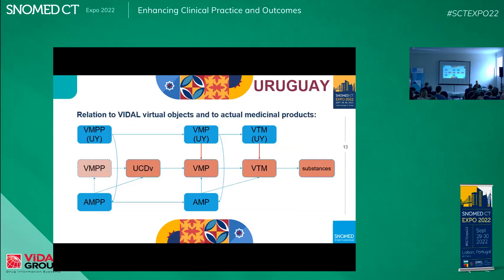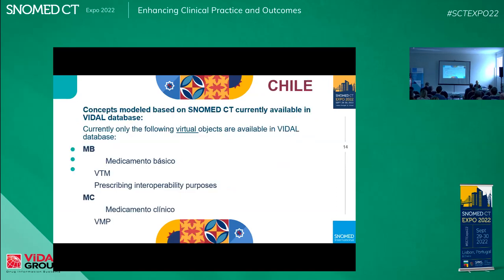And they are related also to our virtual objects. So the two red arrows that you can see there are the two mappings from the VMP and VTM from Uruguay that we are completing now to our virtual objects. And they are at the same level as the ones from the Spanish edition. And they are also related to the AMP and AMPP, which in this case are also modeled in the SNOMED CT extension.